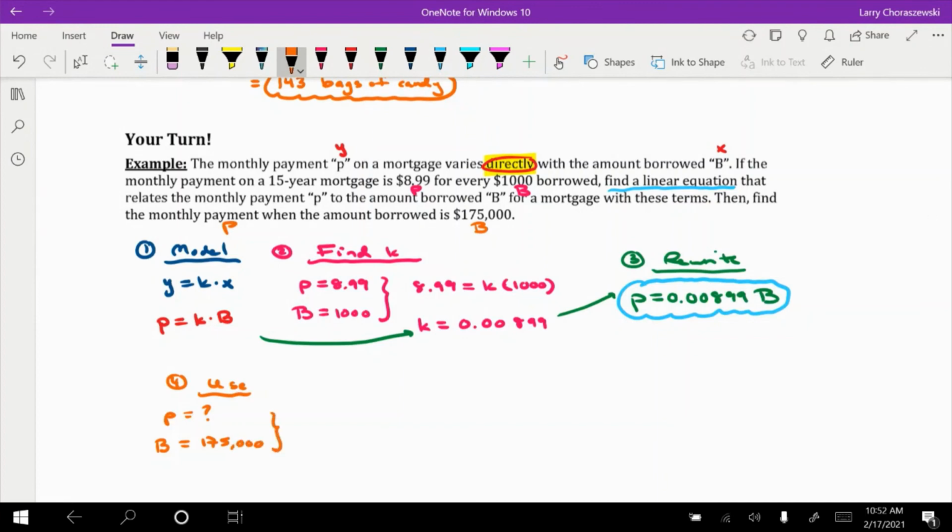Anybody want to offer their answer? Yep. I'm going to go with Isabel's version. I'm just going to round it to the nearest penny, but yeah, I can definitely see where your rounded answer comes from. No biggie. So yep, plug 175,000 into the formula. And there we go.